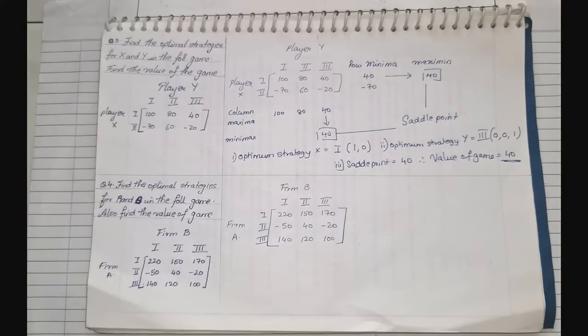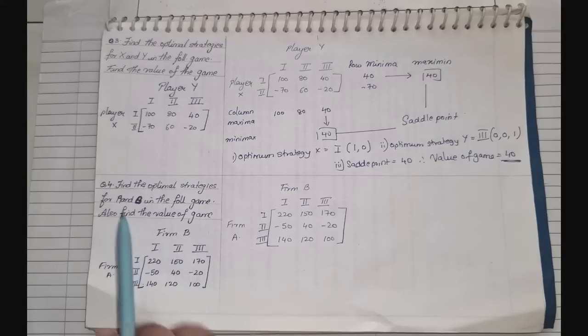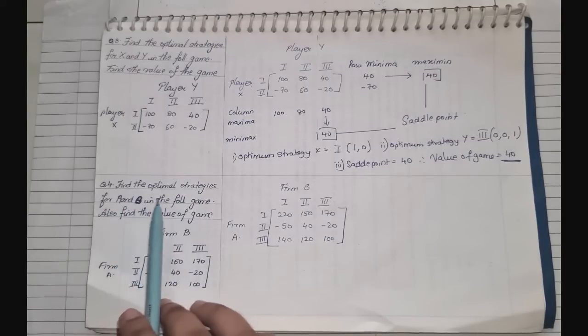The sum doesn't take any hardcore thinking. It's a very simple sum. You just have to follow those basic rules. Chalo. Similarly, we'll solve the fourth sum. Find the optimal strategies for A and B in the following game, and also find the value of game.